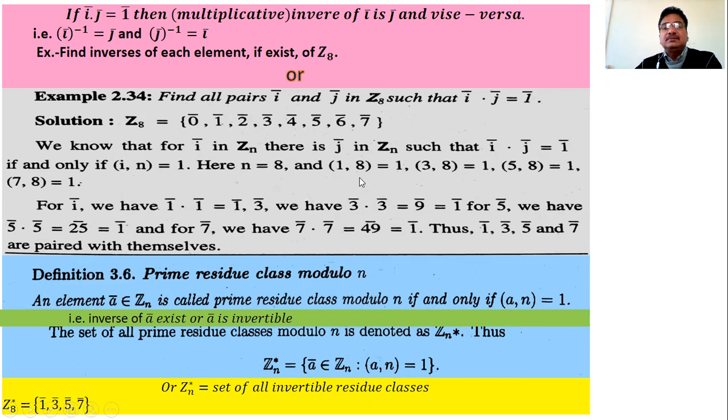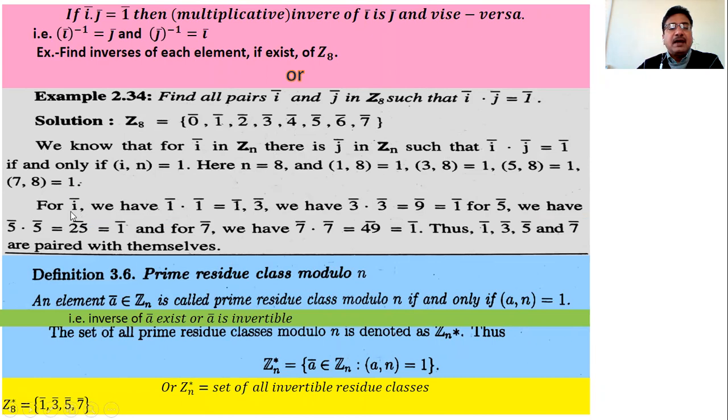If the same question is asked for Z6 or Z7, then use the table. Here N is 8, and the greatest common divisor of 1 and 8 is 1. Therefore, the inverse of 1 exists. The greatest common divisor of 2 and 8 is not 1. The greatest common divisor of 3 and 8 is 1, therefore the inverse of 3 bar exists. The greatest common divisor of 4 and 8 is not 1. For 5 and 8 it is 1, and therefore the inverse of 5 bar exists. The greatest common divisor of 6 and 8 is not 1, but of 7 and 8 it is 1.